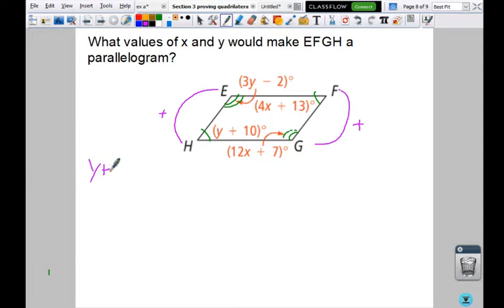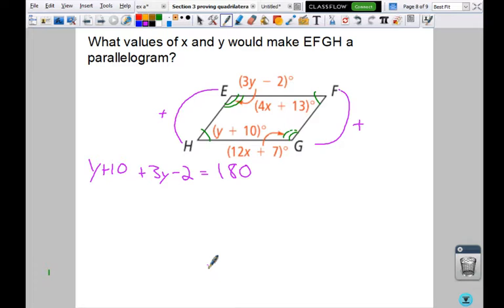So, y plus 10 plus 3y minus 2 equals 180. So we're going to go through and solve this, and help me out.